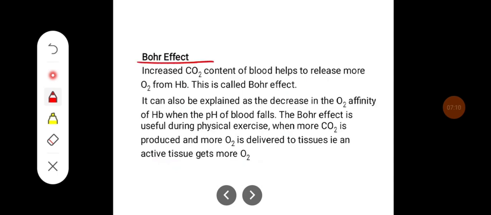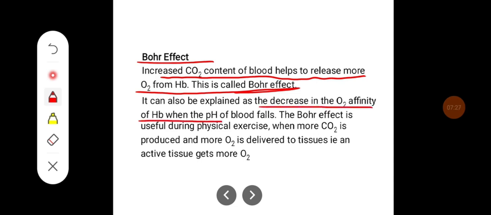Bohr's effect. Increased partial pressure of carbon dioxide content of the blood helps to release more oxygen from hemoglobin. This is called Bohr's effect. It can also be explained as the decrease in the oxygen affinity of hemoglobin when the pH of blood falls.